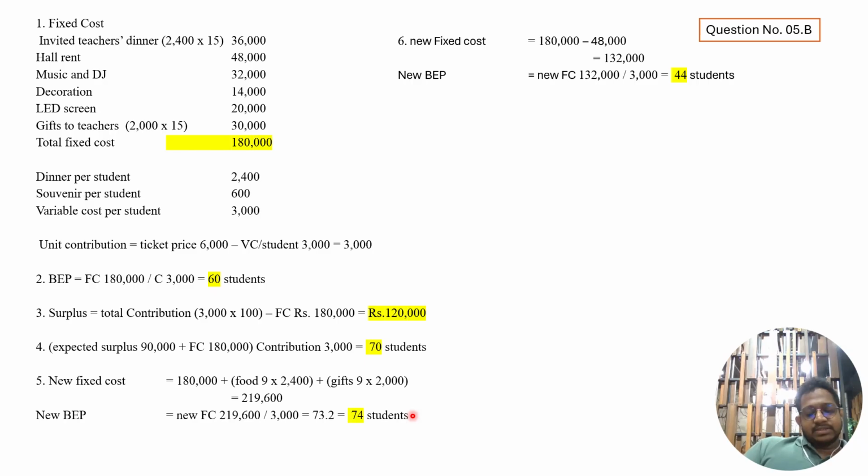At 6 it says minimum number of tickets that must be sold to cover if all rental is subsidized by the school's old student association. So in your new fixed cost after excluding that LED screen, sorry, for rental, the new fixed cost that you should cover is only 132,000, and that you should divide by 3,000. Then minimally 44 students should participate to cover the cost.